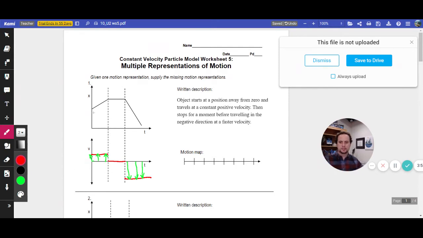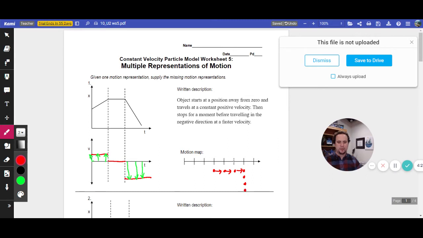And my motion map, it starts away from 0. So I start somewhere here. And it goes forward kind of slow for at least 3 extra dots. Then it stops for 3 dots. So this first section looks like this, and my arrows are in the positive direction. And that matches with this section here. And then I have no arrows, all right, stacked up there.